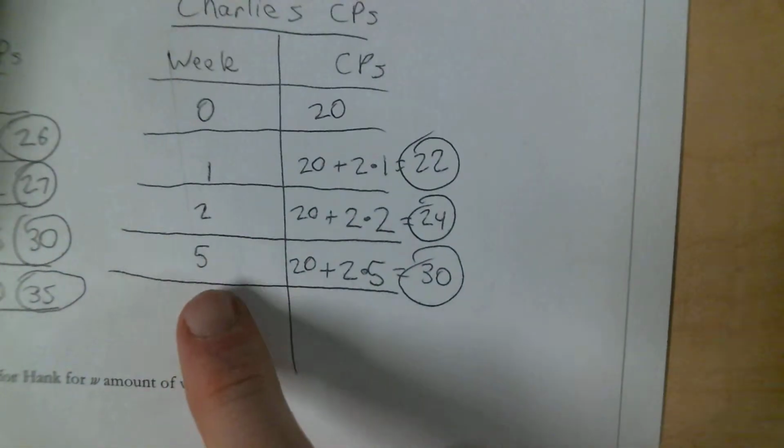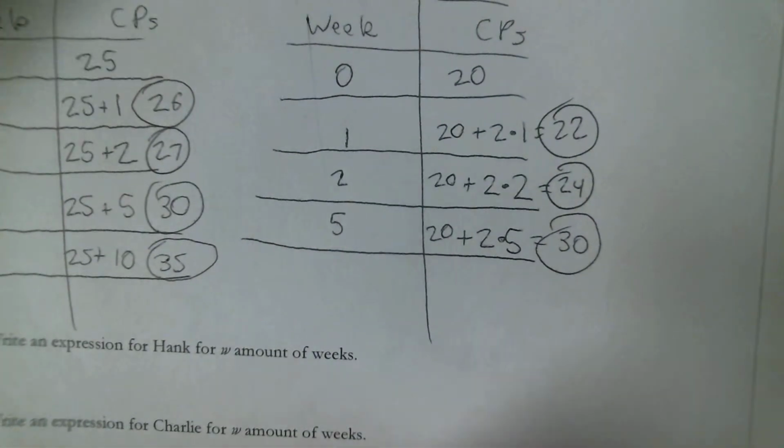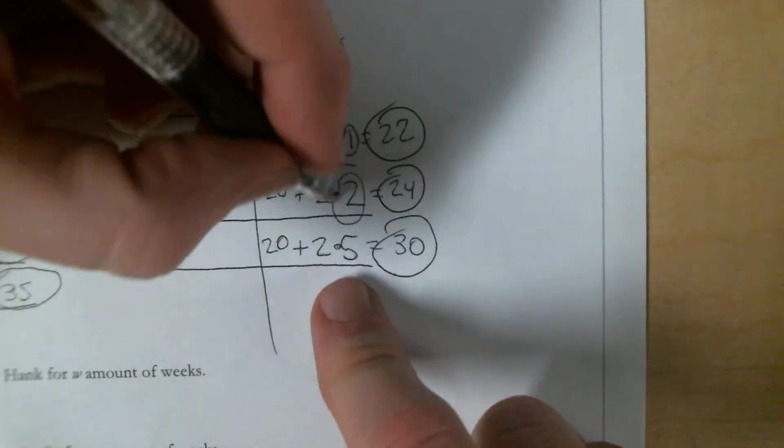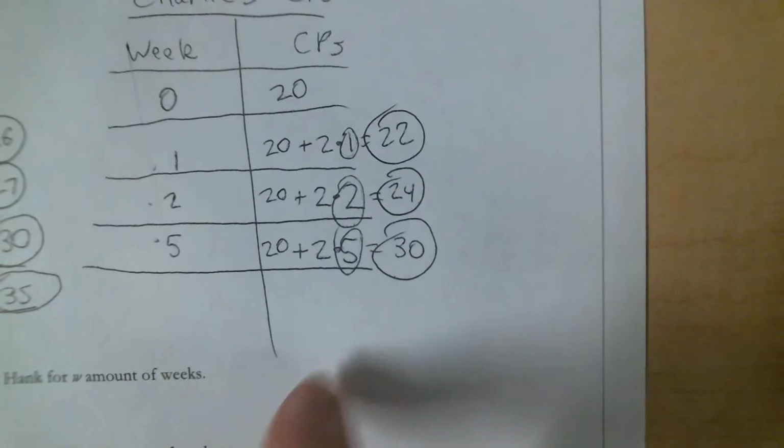So look, in week 5, they actually have the same amount of CPs. Interesting. So let's keep going. If you look here, things kind of match up, right? Times 1, times 2, times 5. They just match this number over here, right?